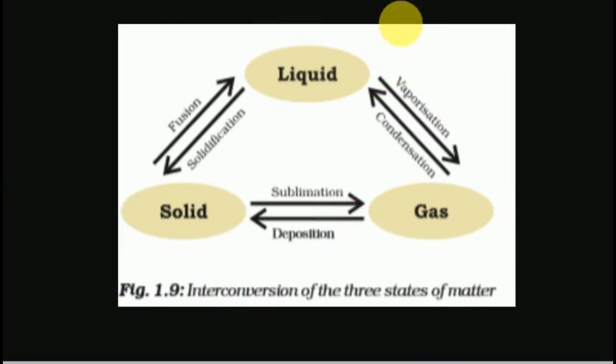This is a schematic representation of the conversion of the 3 states of matter. Here is liquid. When we solidify it, the molecules come closer, more closer, then it becomes solid. When we fuse it, the fusion process, I have already told you, the conversion of solid into liquid is called fusion. When we further heat it, it will boil and get converted into vapor form, and it's called vaporization.